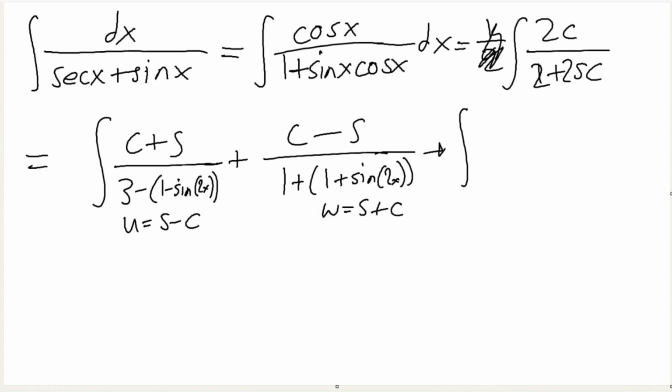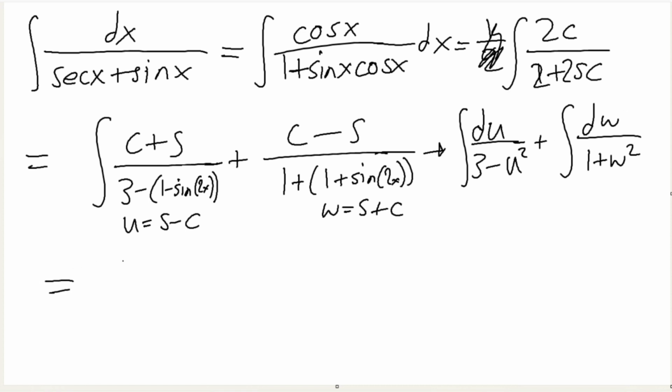All right, now we're going to go ahead and integrate. This is now du, this is not u. It's du over 3 minus u squared plus dw over 1 plus w squared.